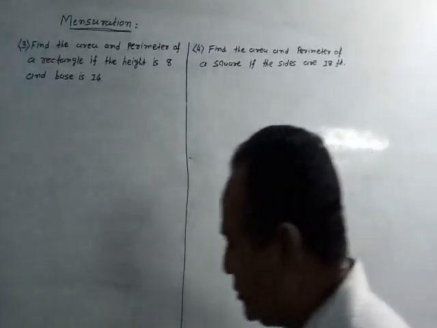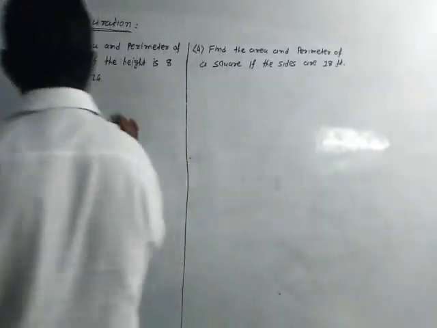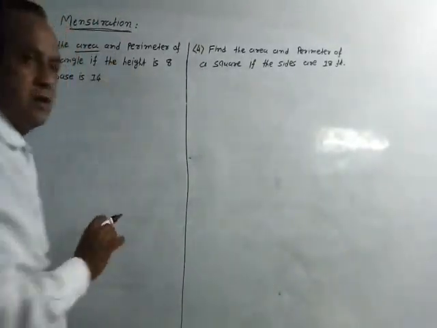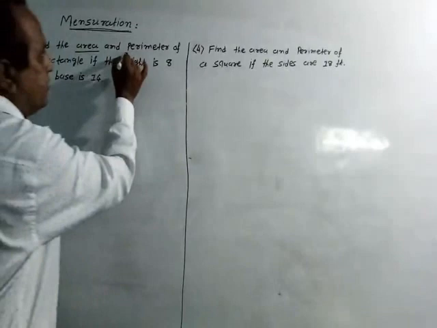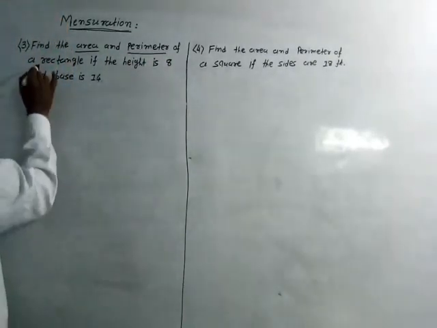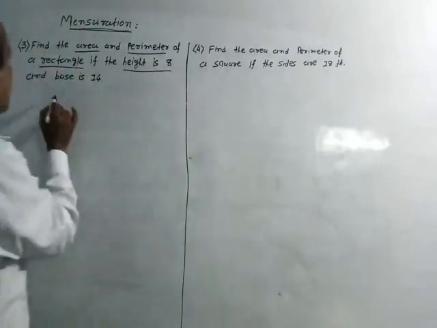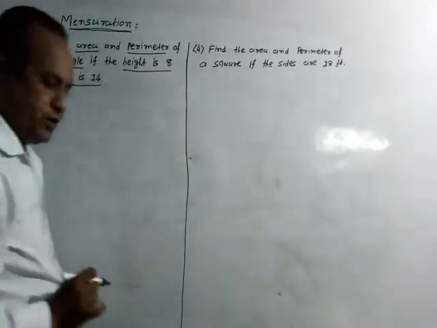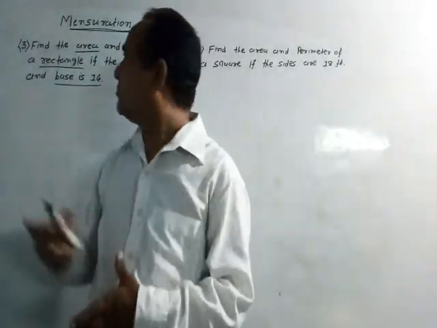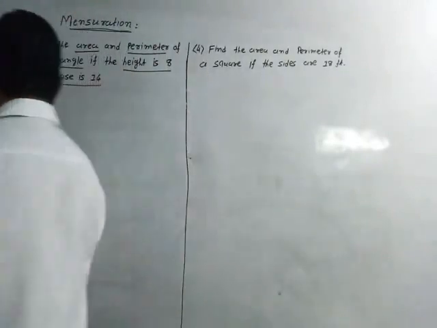Now again, example: find the area and perimeter of a rectangle. Height is 8 units and base is 14 units. Similarly, example number 2. Here is the solution.